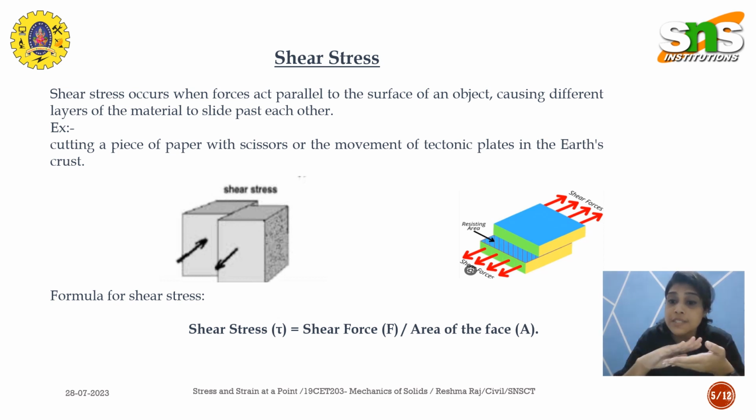Because of the tectonic plate movement, the earth's surface is deformed. Because of the external force acting in two different directions, a material will deform like this, and it is known as shear stress. Same formula: shear stress is equal to the shear force divided by the area of the face. Area, not cross-sectional area, simply the area of the face.